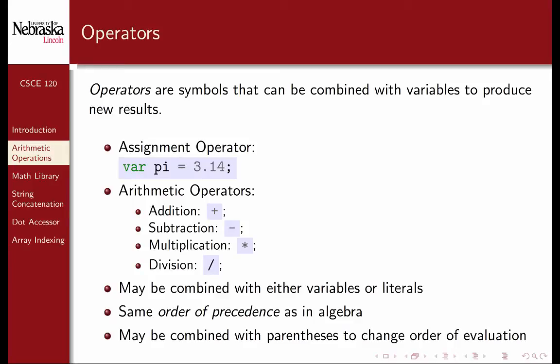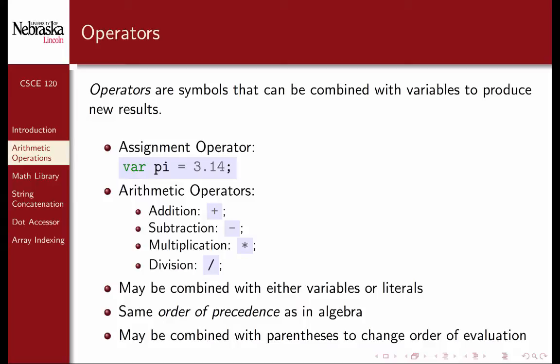Operators are symbols that can be combined with variables and values to produce new results. We've already seen one operator, the assignment operator. When we declare a variable and set it equal to an initial value, it's taking the value on the right-hand side and placing it into the variable on the left-hand side.